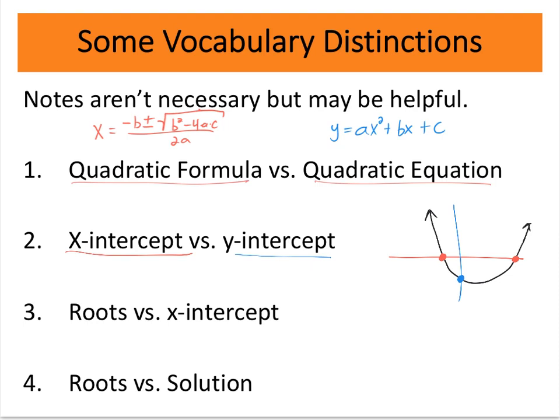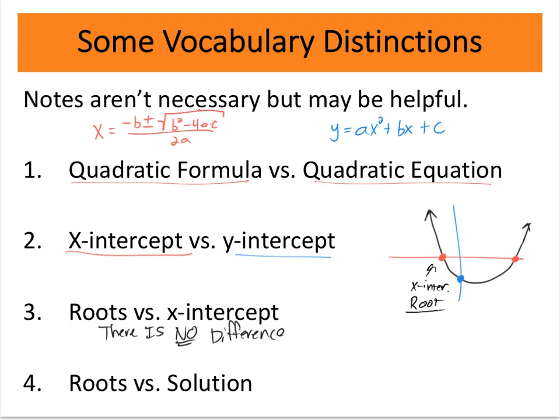The difference between roots and x-intercepts: there is no difference. When I'm talking about these points right here, they're called x-intercepts. They're also called the roots of the equation. So we can label them x-intercepts, or we can call them roots. And I like to call them roots because it's much simpler and faster than remembering x-intercept. Now, roots and a solution.